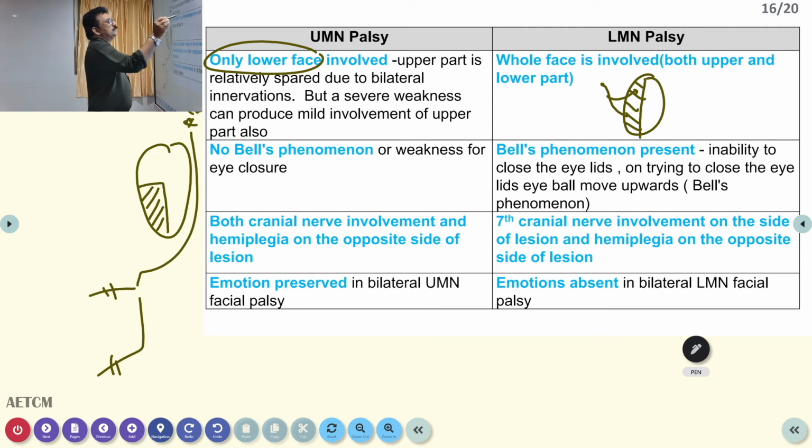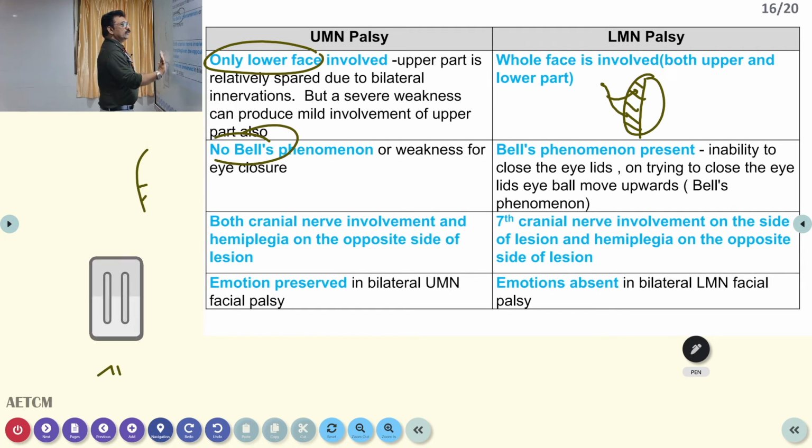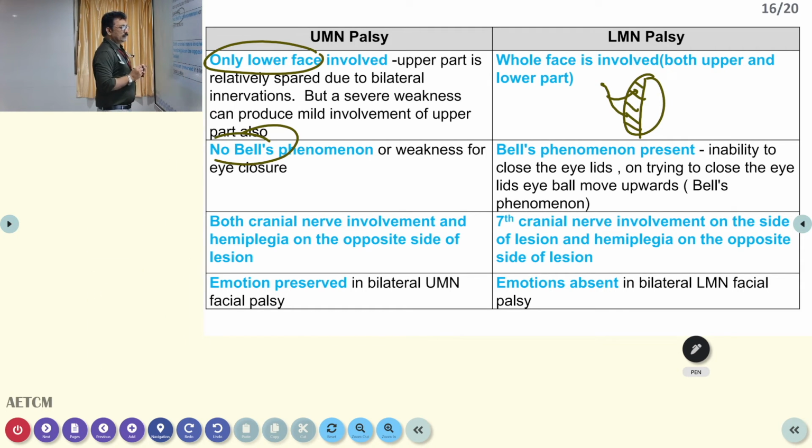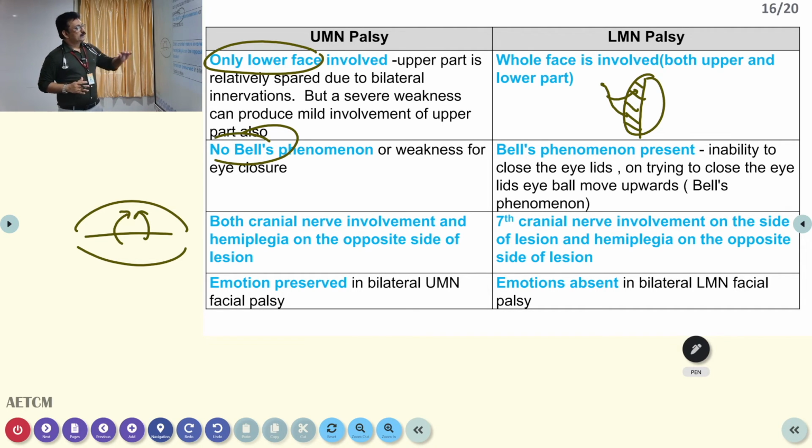Now, the next one is Bell's phenomenon. Bell's phenomenon means, when you are trying to close your eyelid, normally your eyeballs roll upwards. That is a normal phenomenon. We are not seeing that because we are closing our eyelid like this. Suppose we are not able to close the eyelid because of facial palsy.